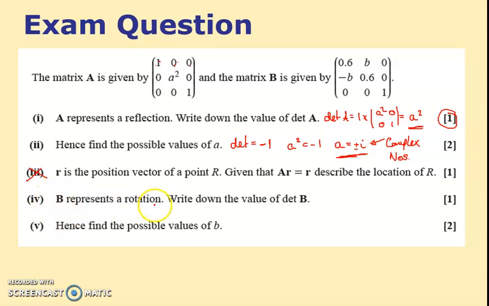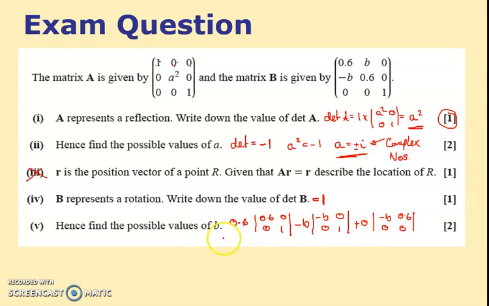B represents a rotation. Right, now if it's a rotation, we should know that the determinant should be 1, I think. And if that's true, hence find the possible values of B, well, let's just do this determinant. I'm going to do some work in and then pause the video. So I've written out the determinant calculation. Now if I do that, I get 0.6 times 0.6 minus B times minus B, and this last bit is just 0.